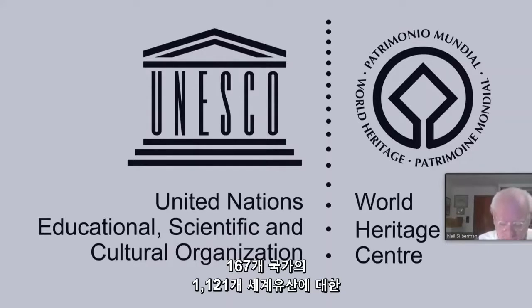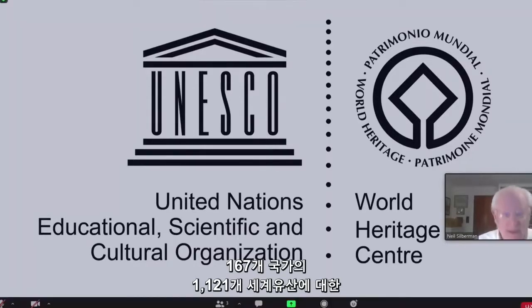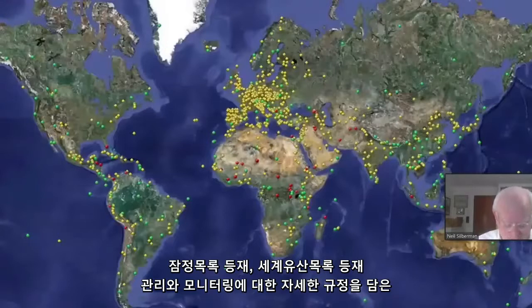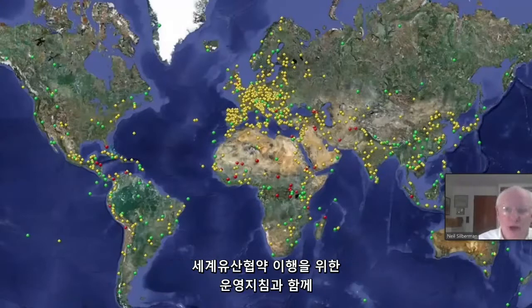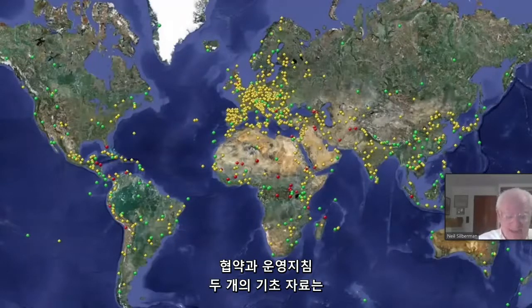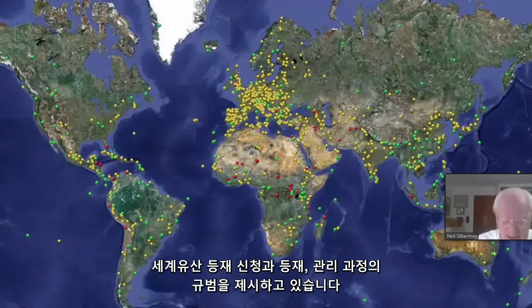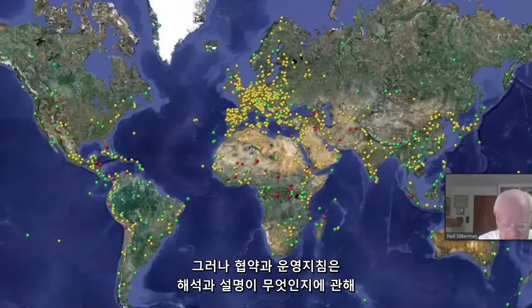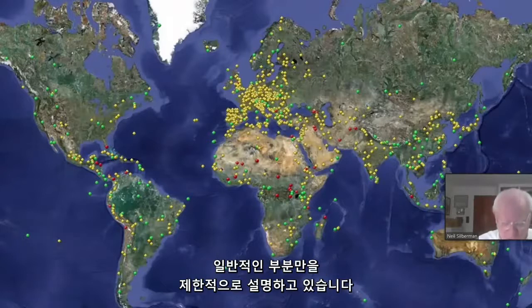Together with the Convention's operational guidelines, namely the detailed rules for the nomination, inscription, management, and monitoring of the now 1,121 World Heritage Sites in 167 countries, these two basic texts set out the process of World Heritage nomination, inscription, and management. But they offer only a very general indication of what interpretation and presentation mean.